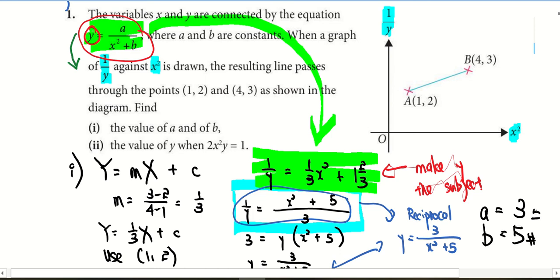How do we know that? Just have to compare. My A is the numerator. In this case, your numerator is 3. The B is at the denominator. In this case, your denominator is 5, the constant. So you have your A and B.